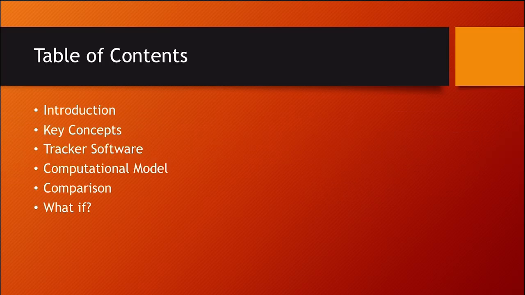In this video, I will first introduce the lab while identifying the system and its surroundings. I will then dive into some key concepts behind this experiment. Then, I will analyze the motion of the object through the tracker software. Next, I will discuss the computational model used to predict the object's motion through GlowScript. Then, I will discuss the results of this experiment. And finally, I will answer the discussion questions I created.